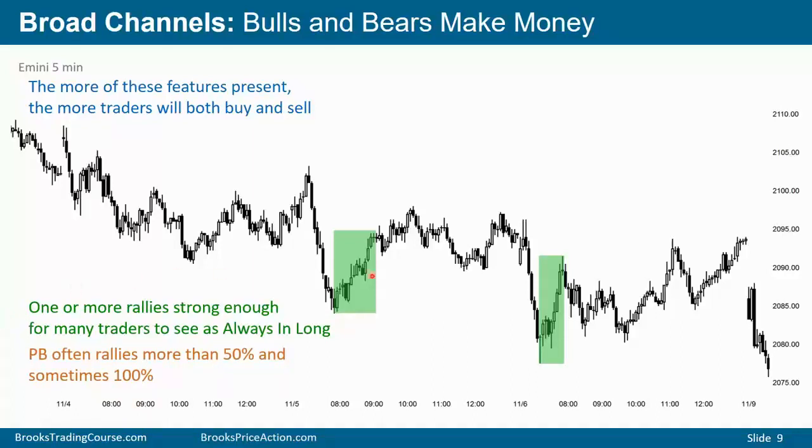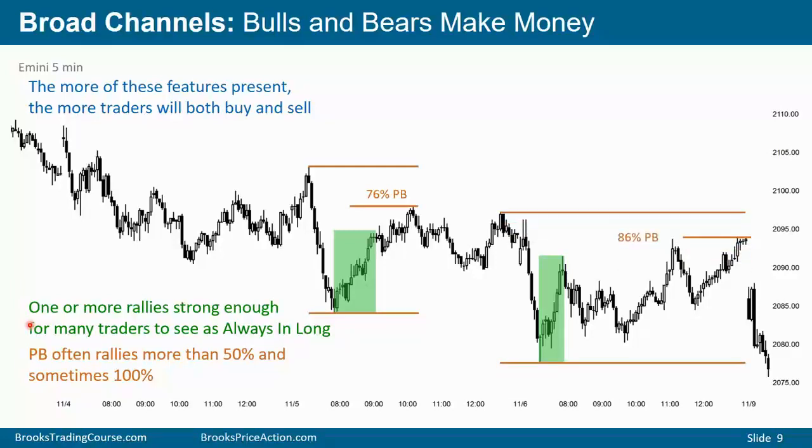Pullbacks are often more than 50%, and sometimes they're close to 100% of the height of the prior sell-off. Here's a sell-off, and this pullback was well above 50% of the size of the sell-off. This pullback almost totally retraced this leg down, yet it still formed a lower high, and it led to a lower low. 76% pullback, and this is an 80% pullback, but it's still a lower high in a broad bear channel.